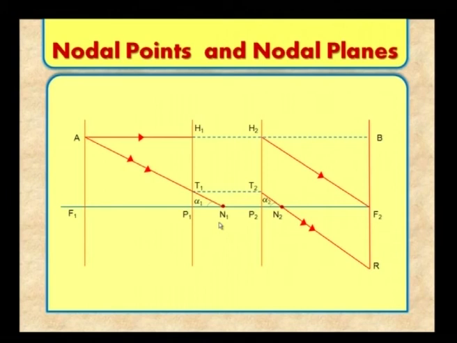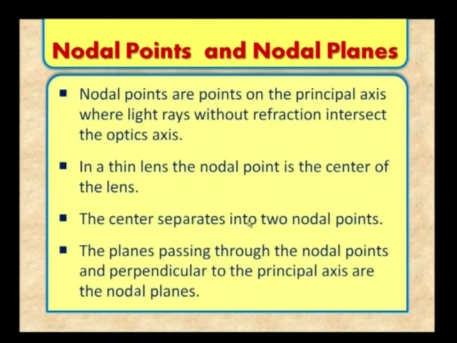So, you have two nodal points, as you will be seeing now, and the nodal points will be on the principal axis, and the planes which pass through the nodal points are the nodal planes. Something like the principal planes we saw in the last lecture, where the planes pass through the principal points. Now, we are talking about planes which pass through the nodal points. As I told you, the light ray does not undergo refraction when the light rays are incident on the nodal points. Nodal points are points on the principal axis where light rays intersect the optic axis without refraction.